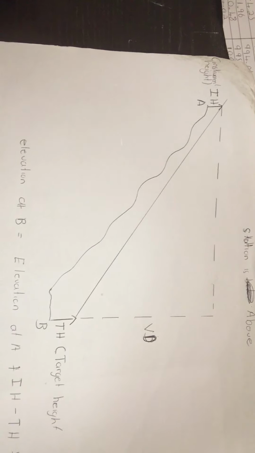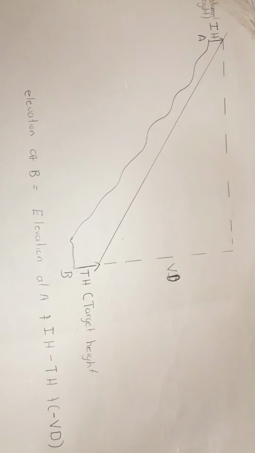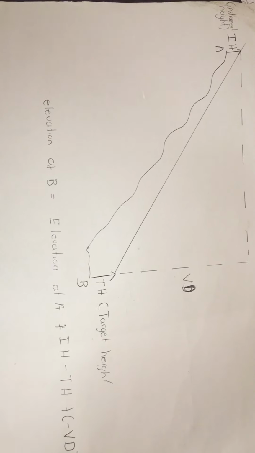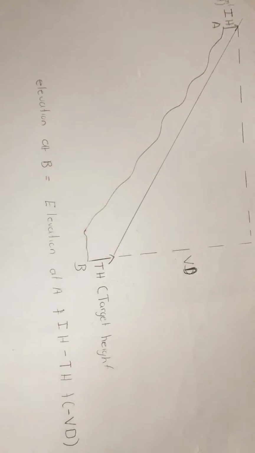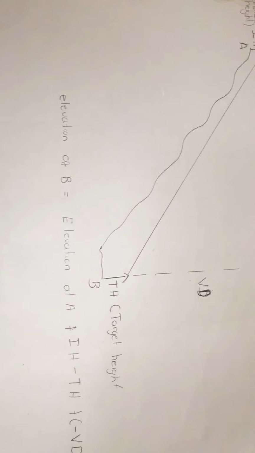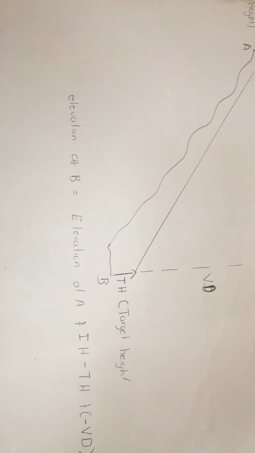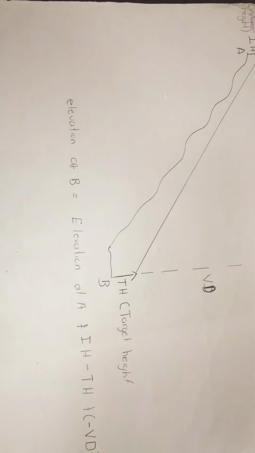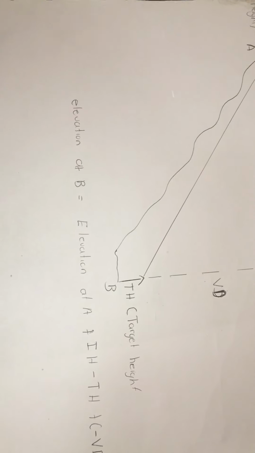Usually, when you look at your table and you're busy doing calculations, if you find a negative VD, that tells you, even before, if someone was to give you such data, that your target is below. So in this case, the VD is negative, and you don't omit the sign of the VD. You take it as a negative. That will obviously mean that you have to subtract your VD.